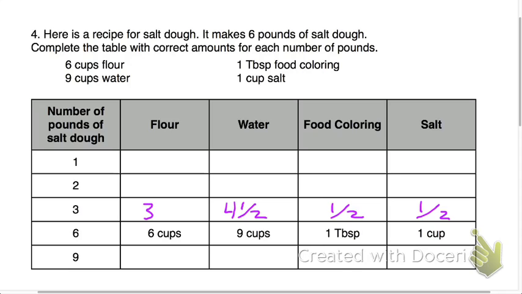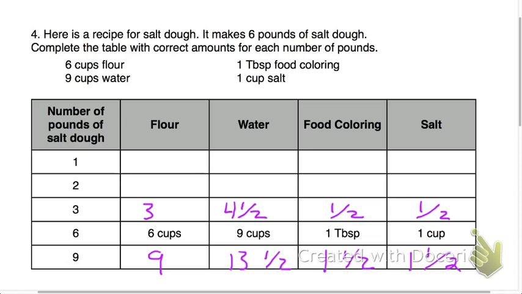Now I think it's going to be pretty easy to find 9, because if I know how much it takes to make 3 pounds and how much it takes to make 6 pounds, I can just add those together to find the amount for 9 pounds. So starting with the flour column, 3 plus 6 is 9. 4.5 plus 9 is 13 and 1/2. 1 plus 1/2 is 1.5. And once again, 1.5.